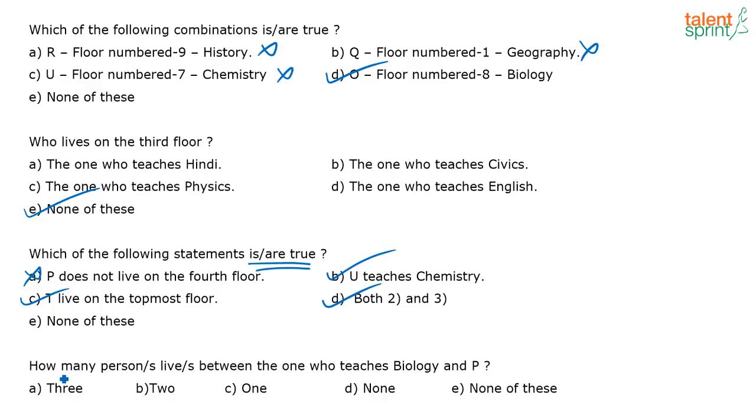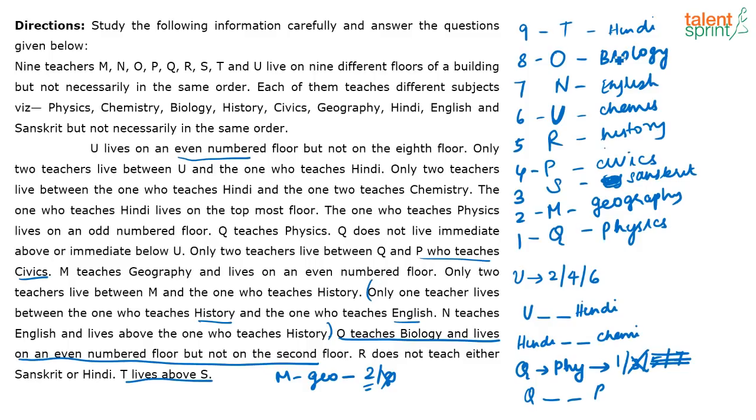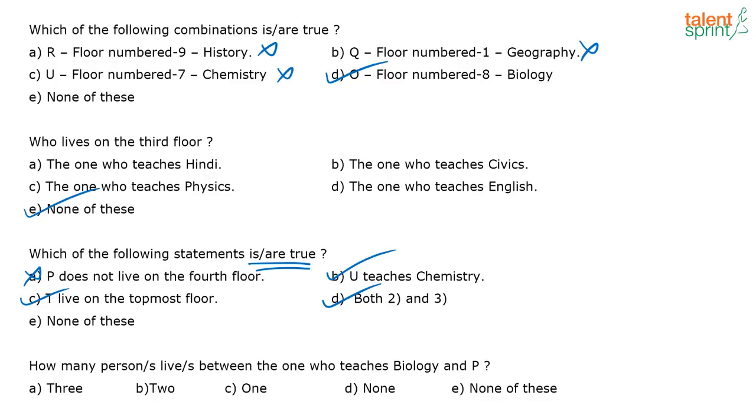Okay, fourth question. How many persons live between the one who teaches biology and P? So how many people are living between the one who teaches biology and P? See, biology is here, P is here. There are 3 people in between. Floor 7, 6 and 5. So 3 people are there. Correct answer is option A.